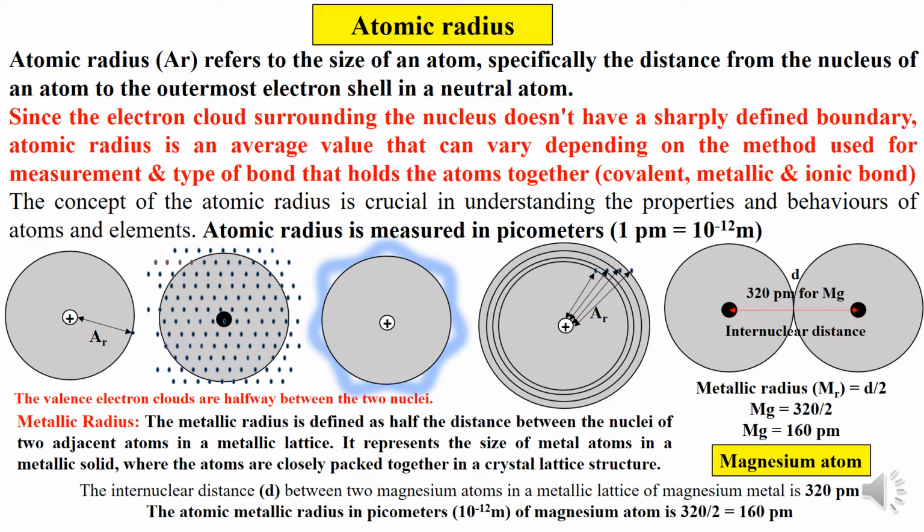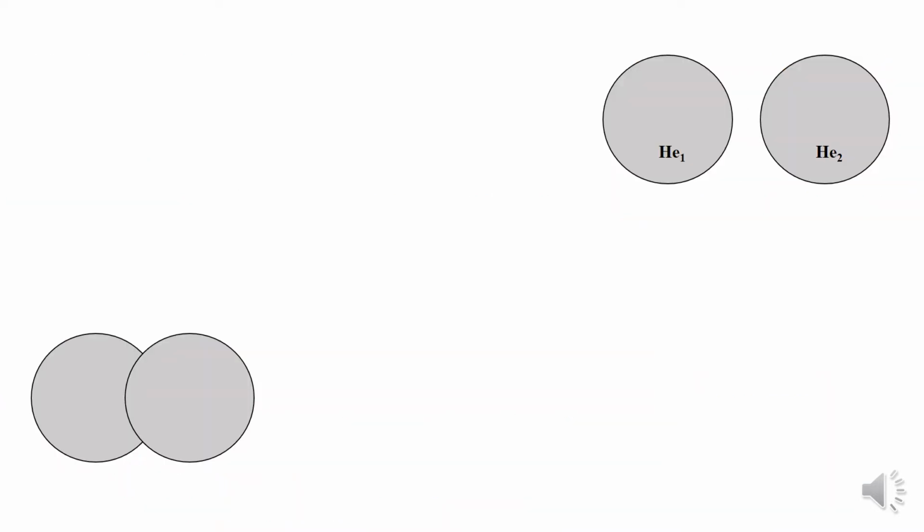So the concept of atomic radius is crucial in understanding the properties and behaviors of atoms and elements. Atomic radius is measured in picometers, and 1 picometer is equivalent to 10 to the power of minus 12 meters. So now you have an idea how to determine the radius of an atom.